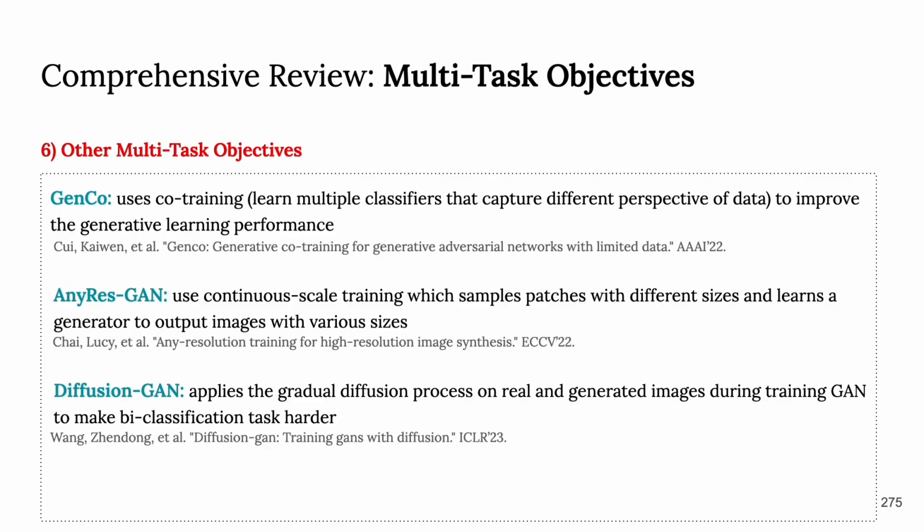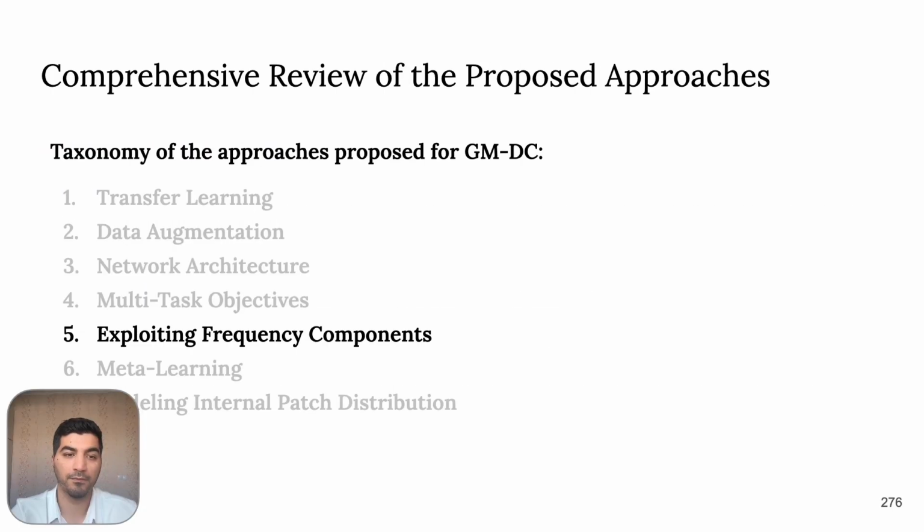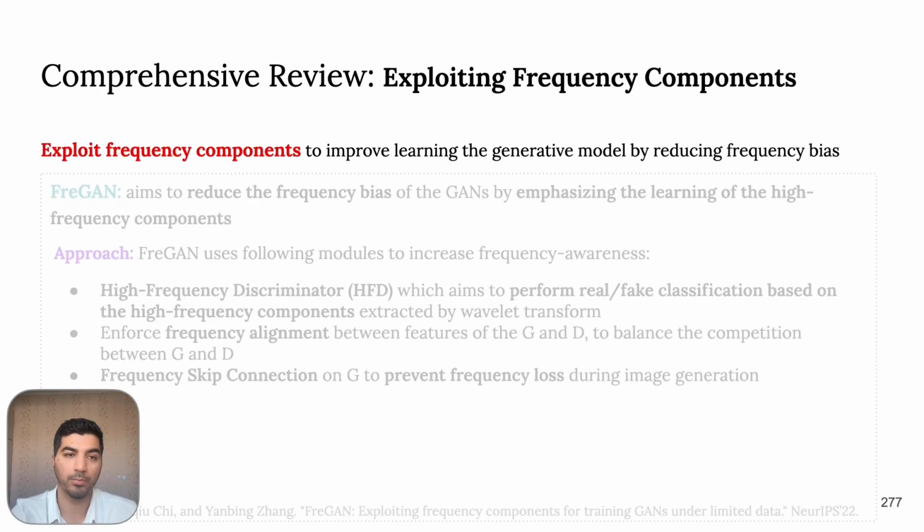And we also have Diffusion-GAN, which applies the gradual diffusion process on real and generated images during training GAN. At the beginning, we are using standard real and fake images, but as training proceeds, they use this diffusion concept and add some noise, which makes real and fake classification harder for D, increases task hardness, and in turn, trains a more powerful D.